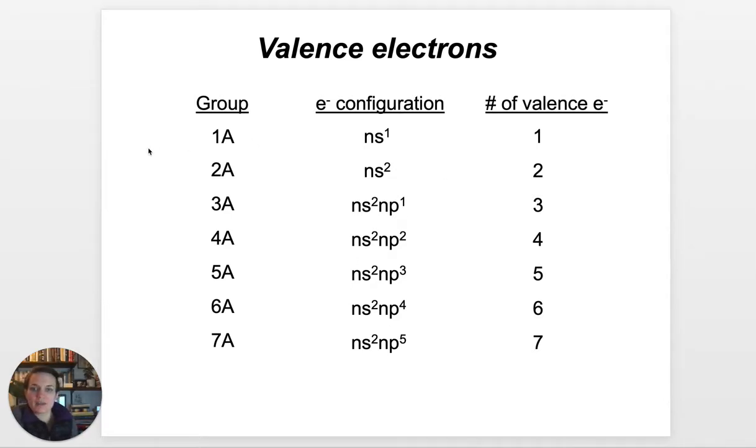So just to recap there, we have 1A through 7A written here. This n is a little redundant, but that's okay. So regardless of what row of the periodic table you're in, if you are in this group or column, you are going to have this number of valence electrons that are, again, those electrons involved in bonding.